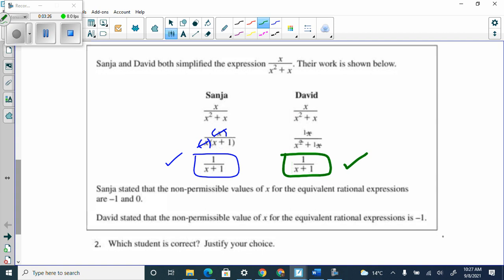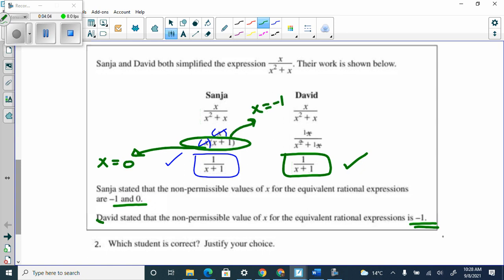Okay? So Sandra stated that the non-permissible values of x for the equivalent rational expressions are -1 and 0. David stated that the non-permissible values of x for the equivalent rational is -1. When do I have to state non-permissible values? Second step. Before I cancel anything off, correct? So David stated non-permissible values of what's left on the bottom, didn't he? Sandra actually stated NPVs before she canceled. So she's right. This would be 0. And this one would have been.